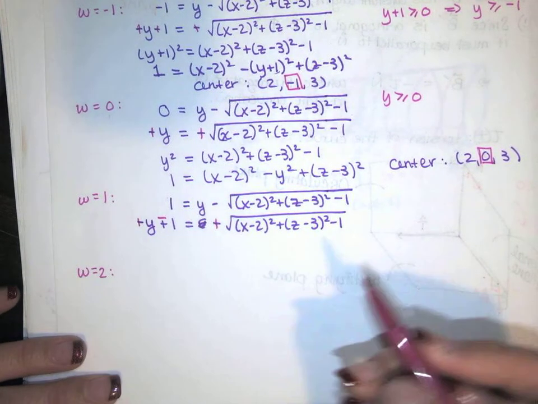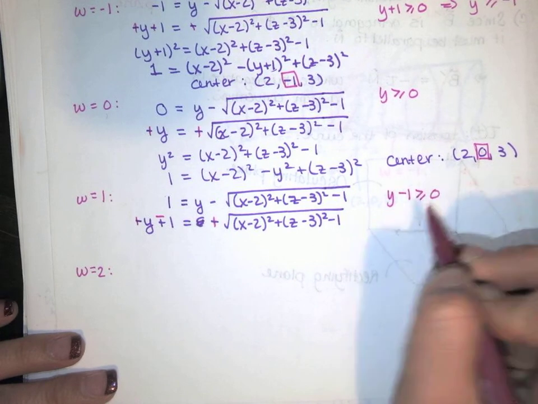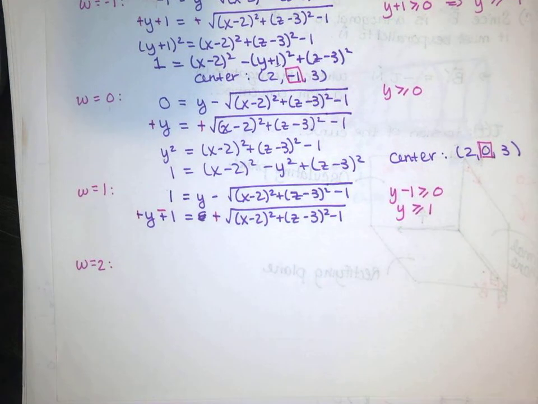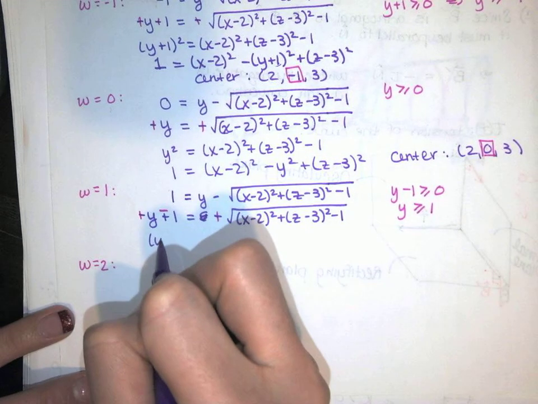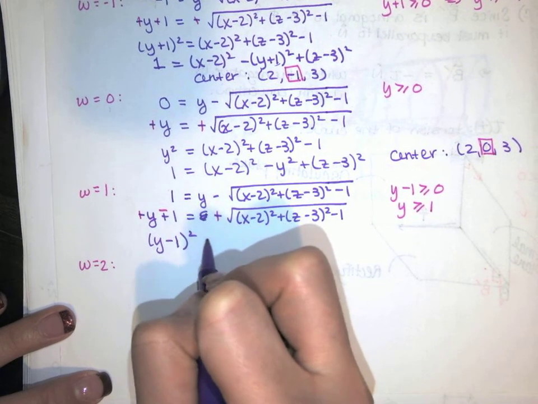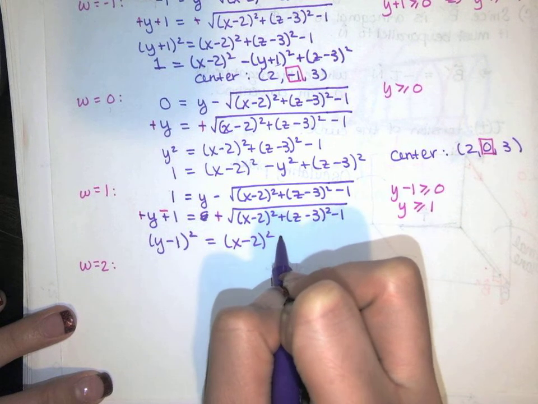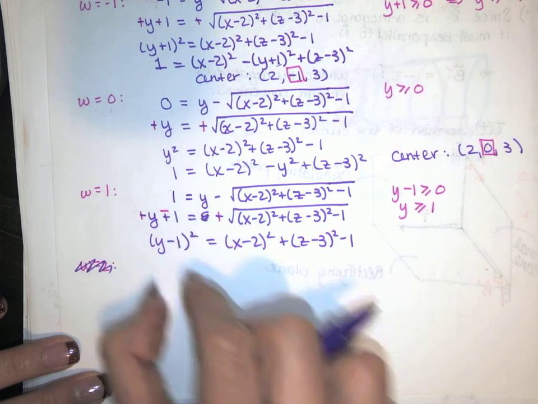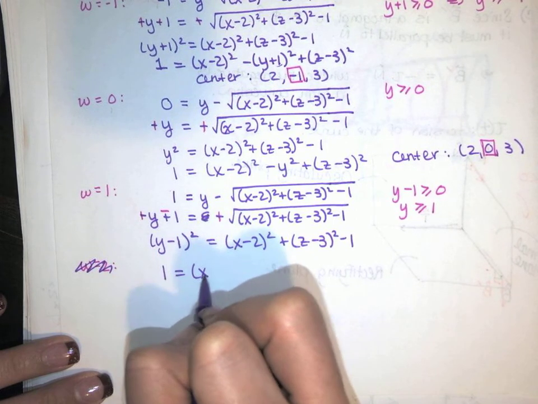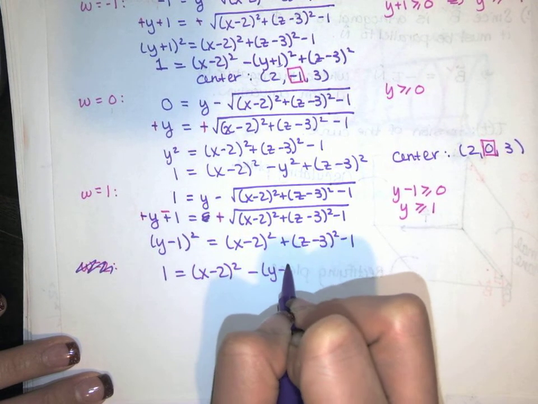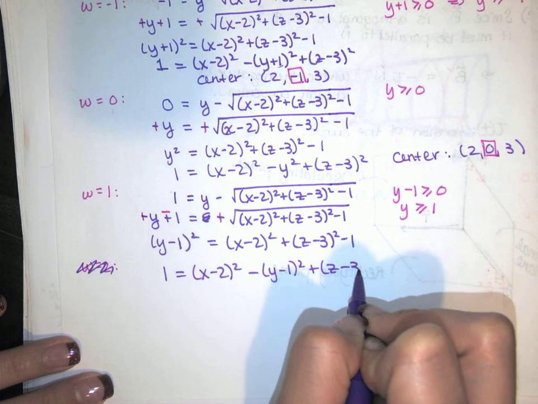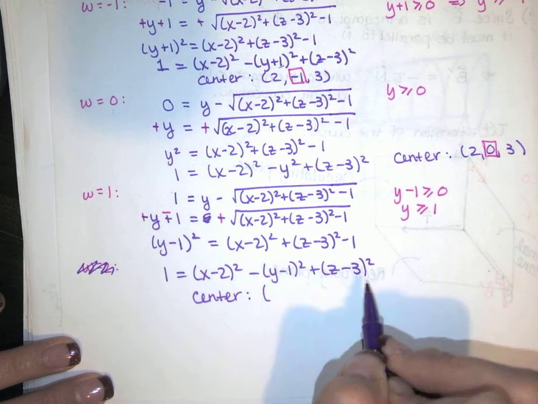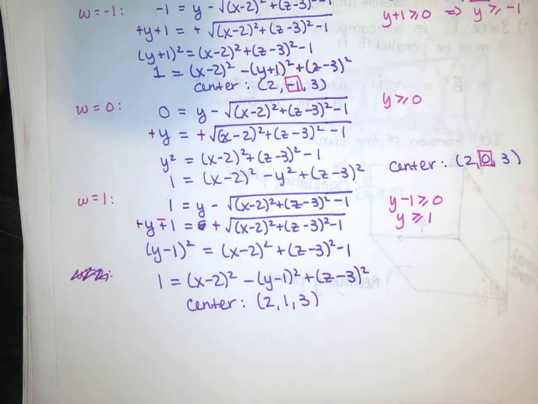So now y minus 1 needs to be positive, or possibly 0. So y has to be greater than or equal to 1. Good. It's exactly what we expect with our pattern that we're seeing here. And then we square both sides. Add the 1 to this side, subtract that guy from that side. And we've got a hyperboloid of one sheet with its center at 2, 1, 3. Hey, that's exactly what I expected.